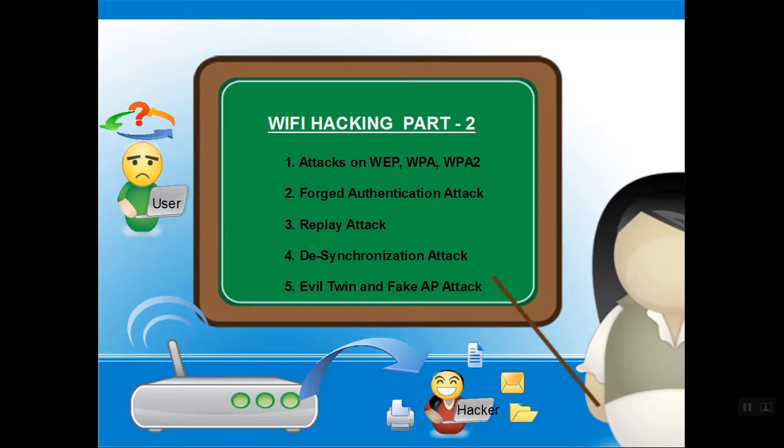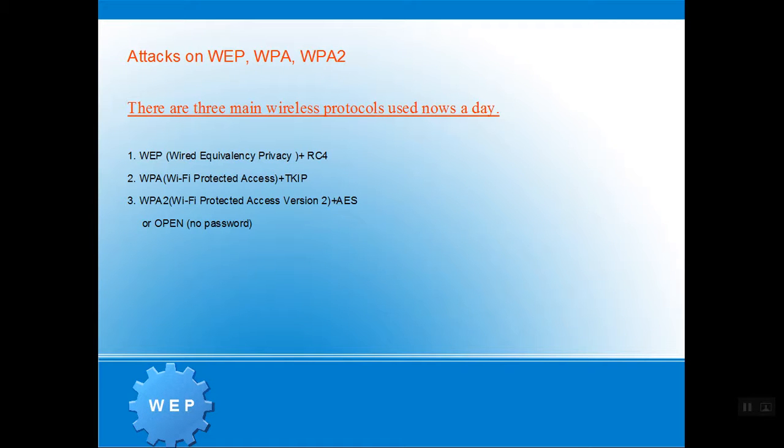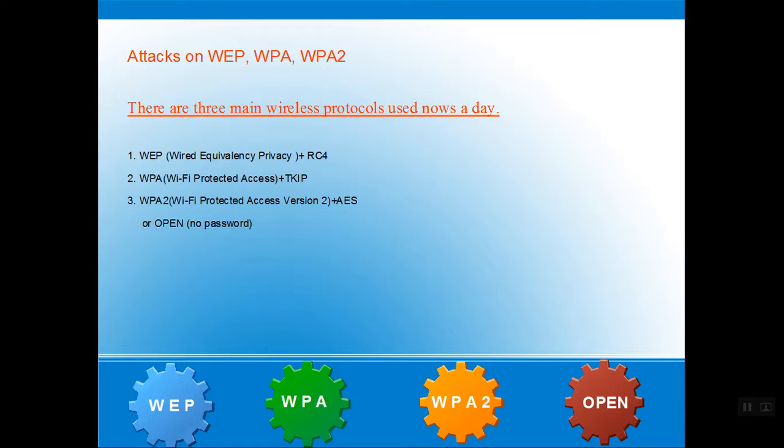But here in Wi-Fi part 2, we start with attacks on WEP, WPA and WPA2. So let's start. There are basically three main wireless protocols that we're using. WEP, which stands for Wired Equivalent Privacy. WPA, which is Wi-Fi Protected Access. WPA2 is an advanced version of WPA. So here we understand with a scenario how the definitions of WEP, WPA and WPA2 go.